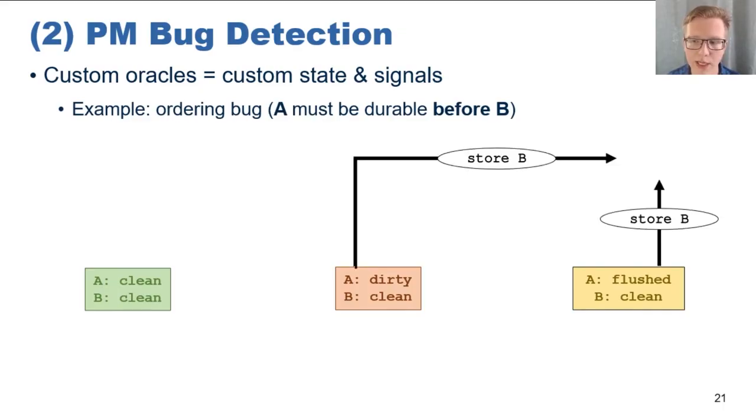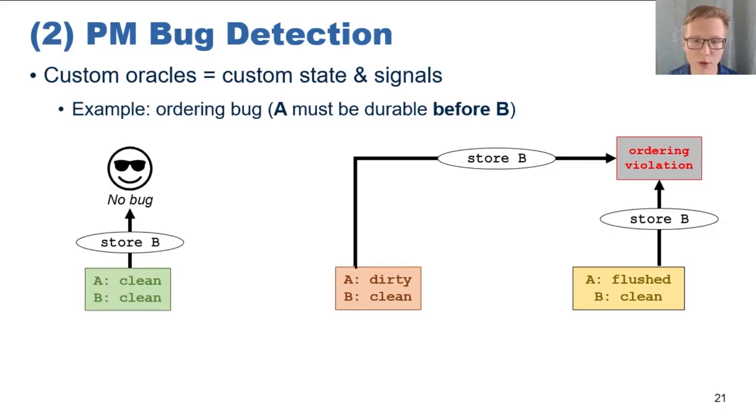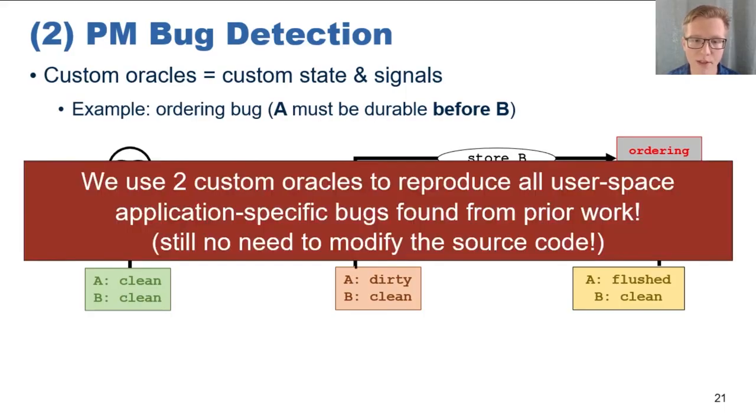However, we have new state transition signals when B is modified while A is not clean. In this case, where A is dirty or A is flushed, this indicates an ordering violation because A has not been properly made durable before B. However, if B is modified when A is clean, everything functions as normal and no bug is detected. We ultimately use this API provided by AGAMOTTO to accurately detect all of the user space persistency bugs reported by PM-Test and XF Detector by building two such custom bug oracles.